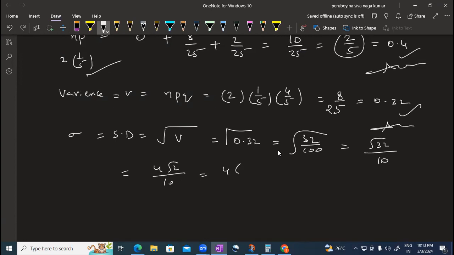So 4 into root 2 means 1.414 divided by 10. That means 4 fours are 16, 4 fives are 20. So 5.656 by 10. That means 0.5656 will be the answer.